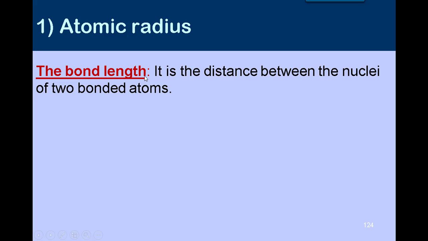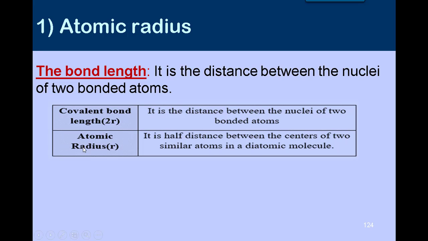So the bond length is the distance between the nuclei of two bonded atoms, but they must be similar atoms in a diatomic molecule. The atomic radius is half the distance between the centers of two similar atoms in a diatomic molecule. So if we have the covalent bond length, we can get the atomic radius.